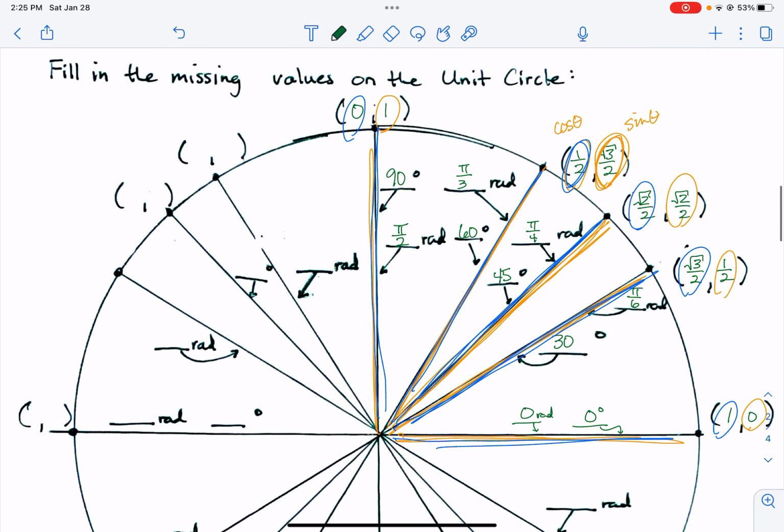So let's go ahead and fill in some of the rest of these, right? We saw this one before. Okay, so we're back. We have the 135 degree line. That 135 degree line gives us this coordinate over here.